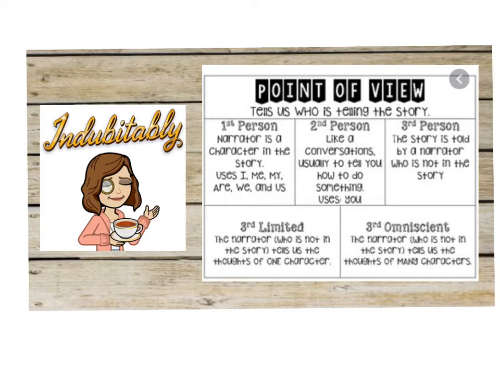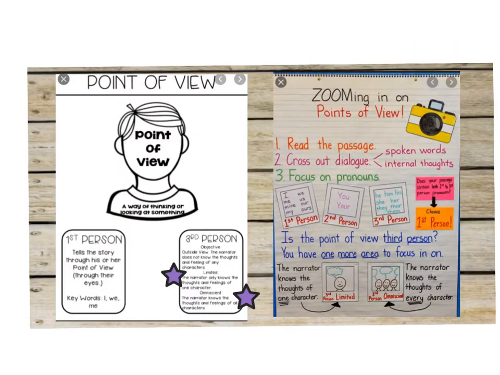Second person, like a conversation, usually to tell you how to do something, and it uses blank. Third person, the story is told by a narrator who is not in the story. And when we have third person, we have to think about, is it limited, where the narrator, who is not in the story, tells us the thoughts of one character, or is it omniscient, when the narrator, who is not in the story, tells us the thoughts of many characters? Very good filling in my blank here.